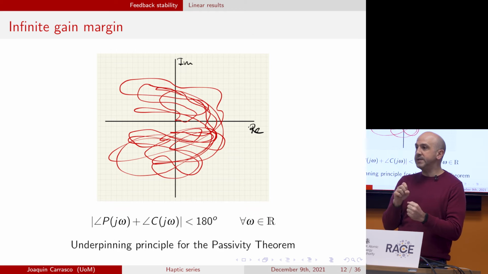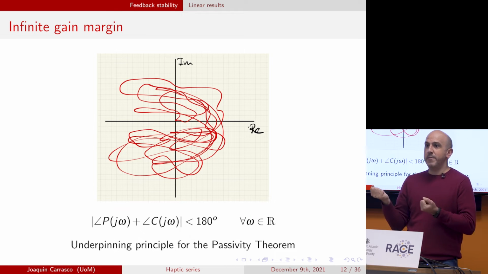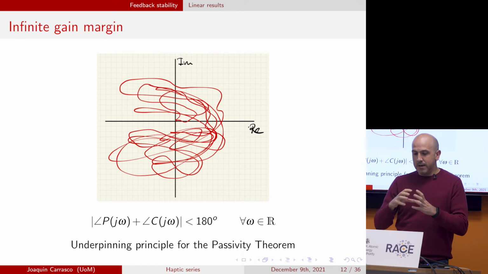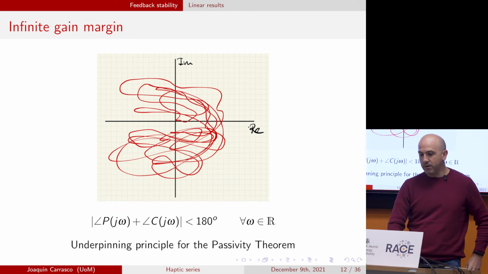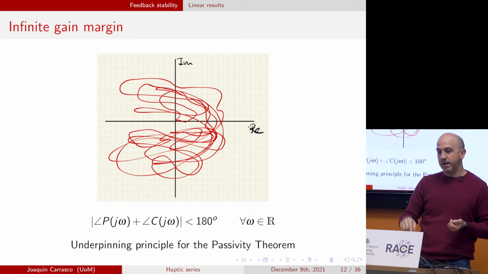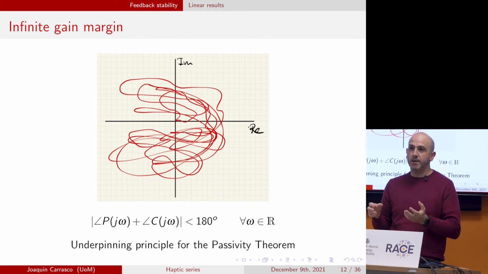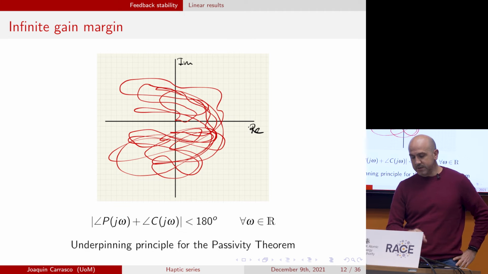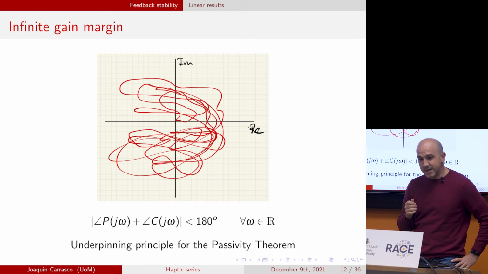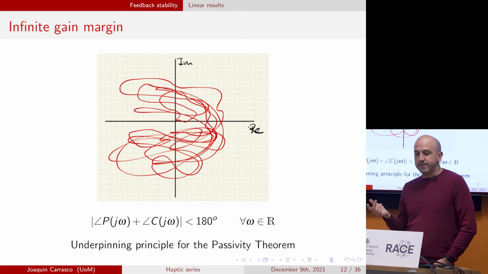So in this kind of system, if you apply any gain that you want, the system will remain stable, because the only thing that you are going to do with a gain is change the scale of the axis. The shape of the Nyquist plot is always going to be the same, you will never be able to encircle the -1. And basically, this is the underpinning concept of the passivity theorem.